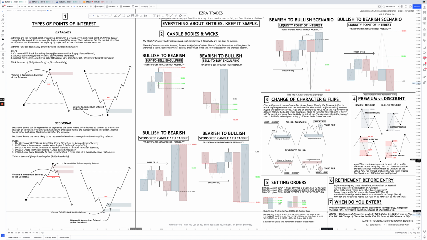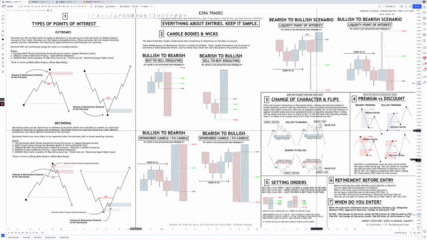4-hour point of interest, price comes in. Once you're inside, you change to the 15-minute. You wait for a 15-minute change of character. It's going to look like this, right? And you look for a 15-minute extreme or flip. Whichever one, that's going to be your place of entry.